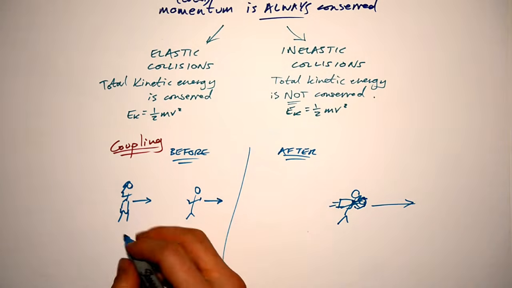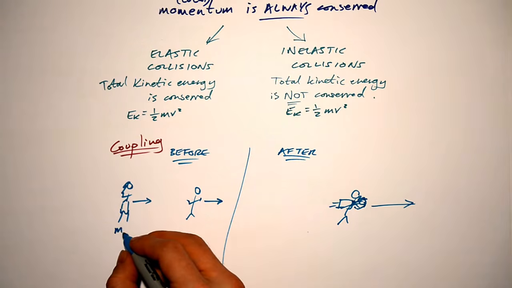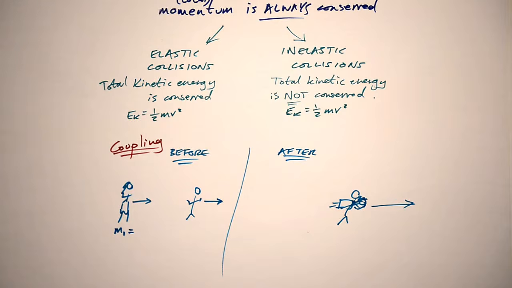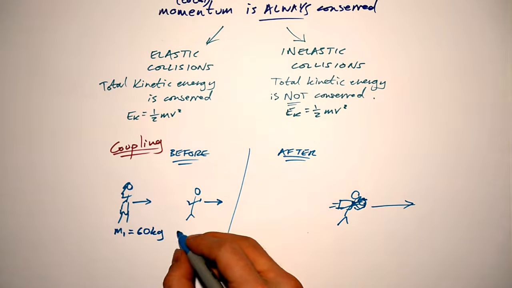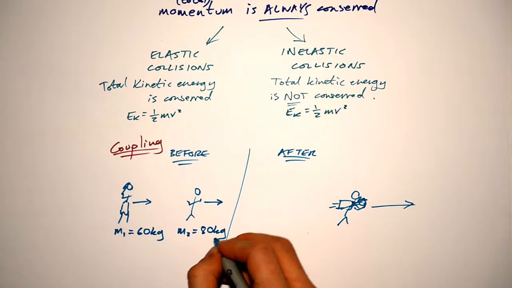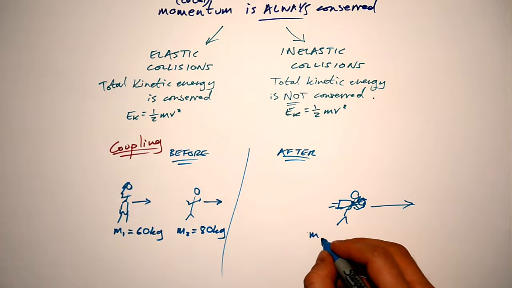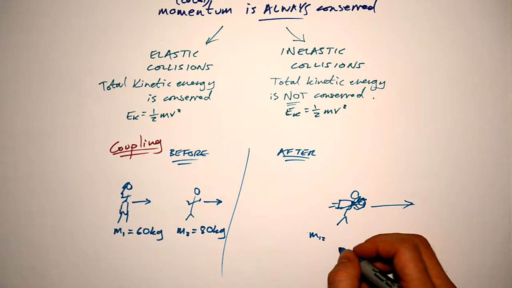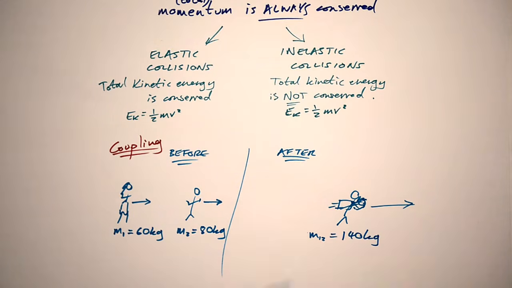To begin with, we're going to call this girl M1, and she has a mass of 60 kilograms. The guy, M2, has a mass of 80 kilograms. What do we know about afterwards? The mass of both of these put together, M12, is going to be equal to 140 kilograms, because they've now coupled together. They're going off together. What do we know about the speeds?